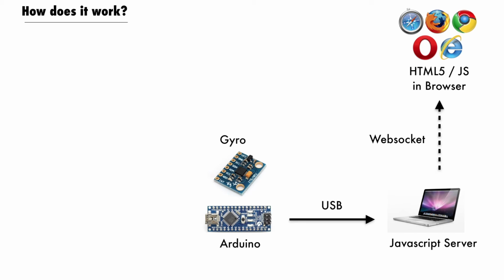You can see the workflow again. You have the JavaScript server and an Arduino and the gyroscope all connected to the browser in real time. And you can see that I always list WebSockets here. WebSocket allows you to open up a stream between the server and the browser, so the messages from the server to the browser are all real time.